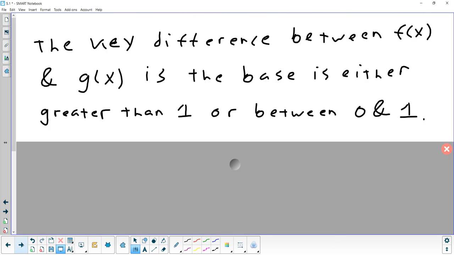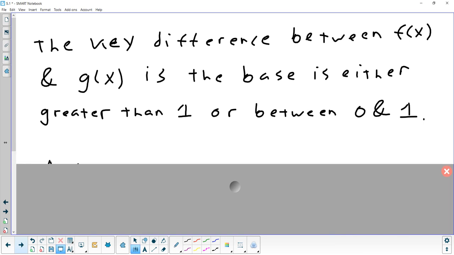So the key difference that determines whether something is going to grow or decay is: is the base bigger than 1, or is it between 0 and 1? Because if you take a number that's bigger than 1 and raise it to a positive power, it's going to get bigger and bigger and bigger. If you take a number that's smaller than 1, like 1 half, and you raise that to a positive power, think about what's happening. A half times a half times a half times a half. You keep multiplying something that's smaller than 1 over and over, it's going to get smaller and smaller. And it will approach 0. But it will never reach 0.